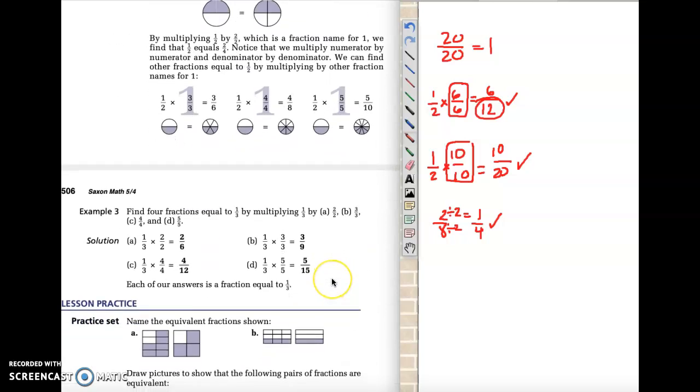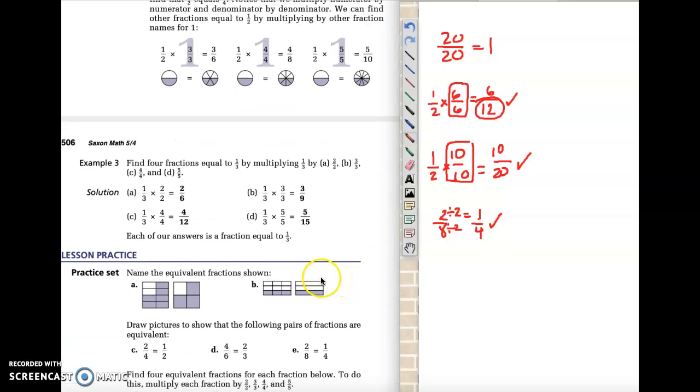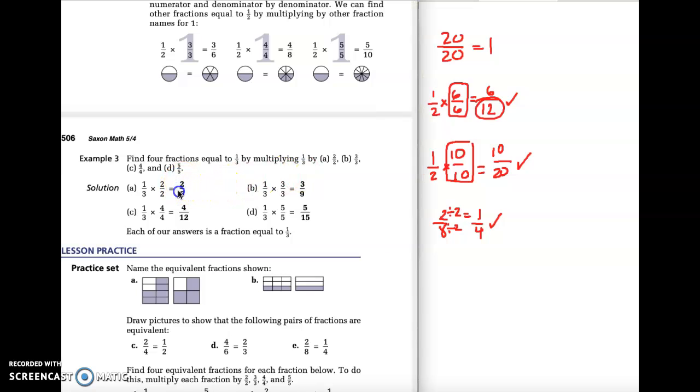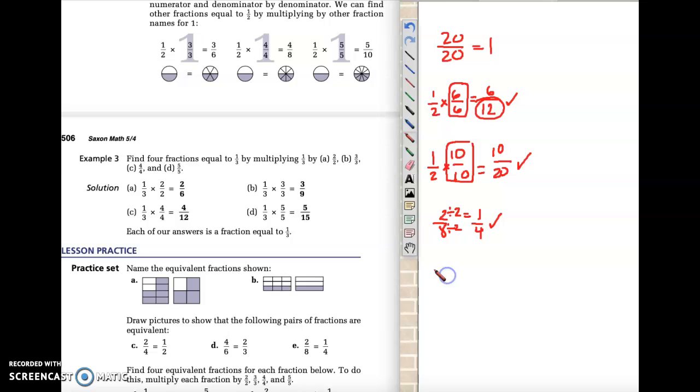All right, let's go on down to example 3. It says find 4 fractions equal to 1/3 by multiplying 1/3 by 2/2, 3/3, 4/4, and 5/5. So we're going to take 1/3, multiply it by each of these fractions, and see if our product equals 1/3. So 1/3 times 2/2 is 2/6. Well, are 1/3 and 2/6 equivalent? Yes.